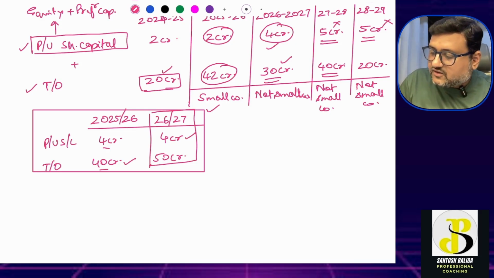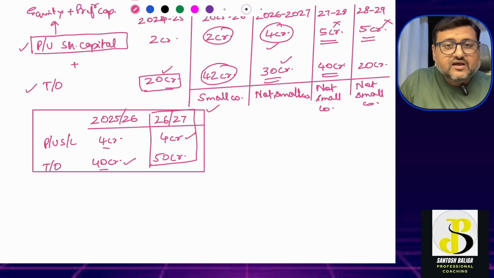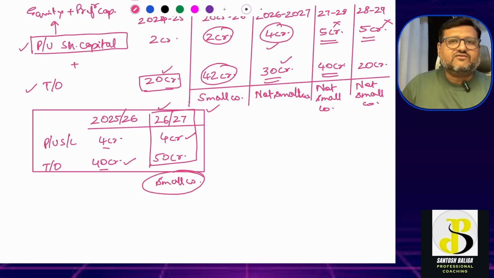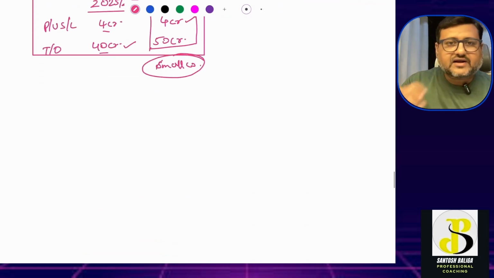Now what is the law saying? Law is saying that you have to be not more than 4 crores, not more than 40 crores. That means up to 4 crores, up to 40 crores is okay, and hence it will be a small company for the year 26-27. Okay, so you have understood all these scenarios. Let me give you 2-3 more scenarios so that the concept is completely clear.